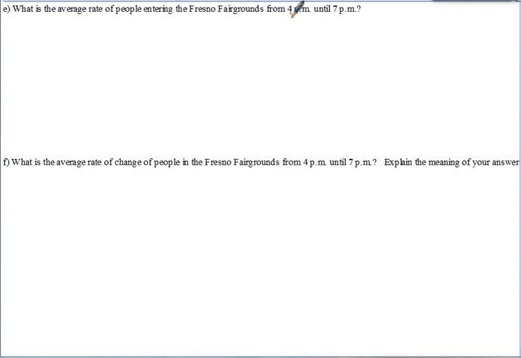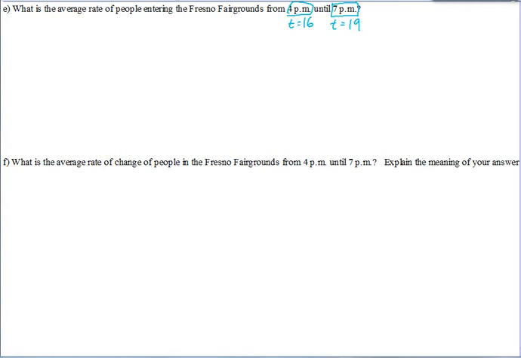So 4 p.m. corresponds to 4 hours afternoon, so that'd be t equals 12 plus 4, 16, and 7 p.m., 12 plus 7, 19. t equals 16 and t equals 19. It says the average rate of people entering the Fresno.